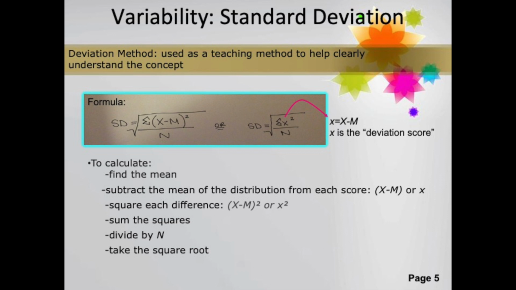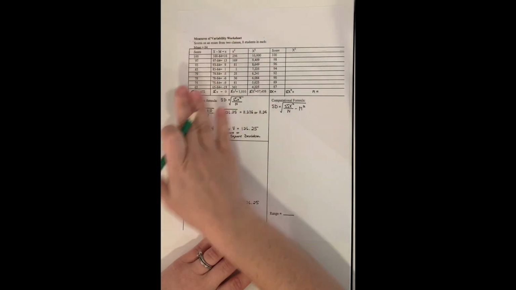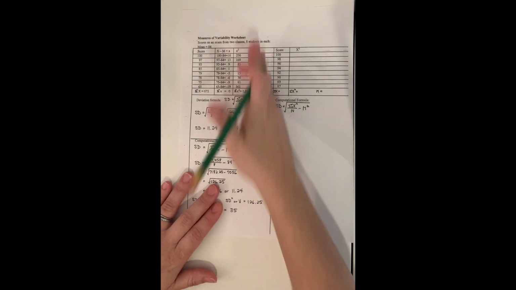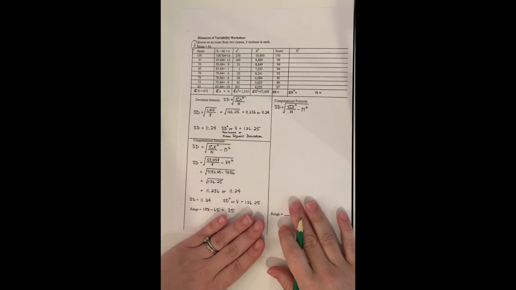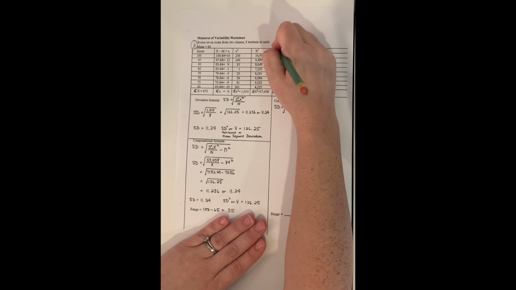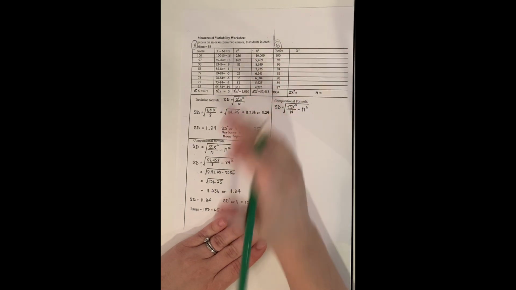Okay, so what we're going to need now is our measures of variability worksheet, and I'm going to give you a demonstration of calculating through the deviation method to get standard deviation. Okay, so this is the measures of variability worksheet, and here we actually have two separate data sets. I like to label the data set on the left of this line data set A, and then label this one over here B, and just draw a line so I'm clear that these are two separate data sets.